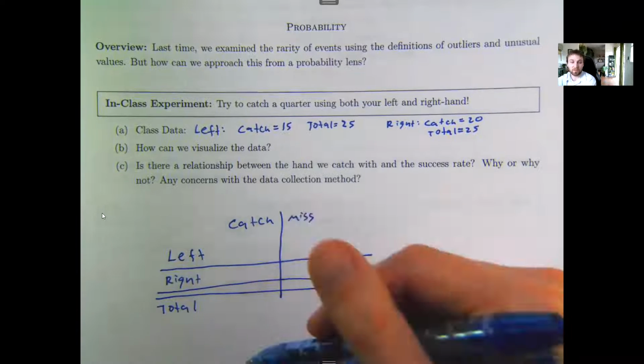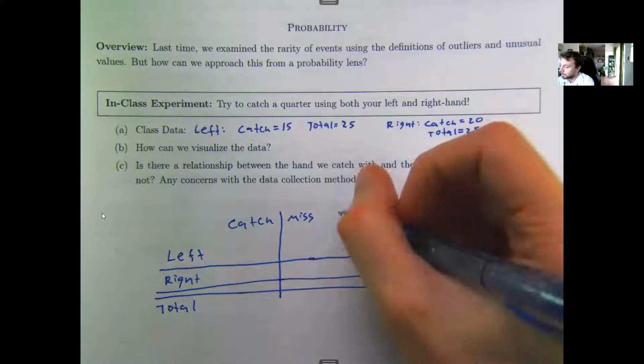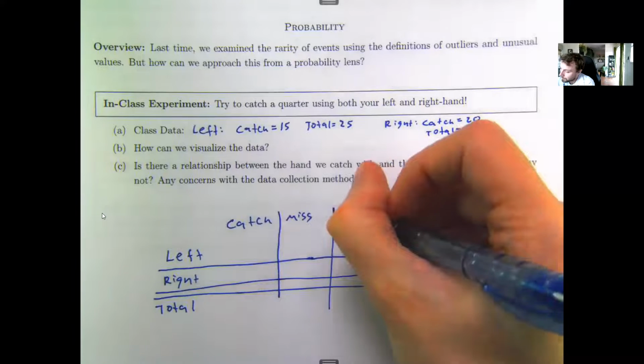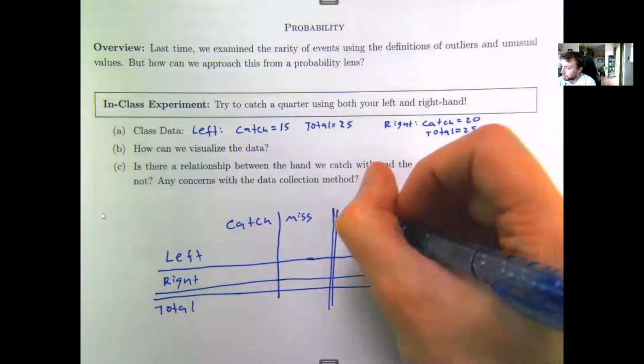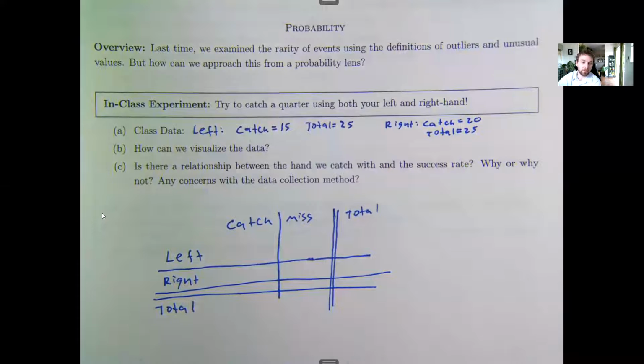I'm going to add an extra column. Columns are like buildings where they go up and down, columns of buildings. I put a total here as well. I'm doing these double lines just because they kind of look like equal signs to me.